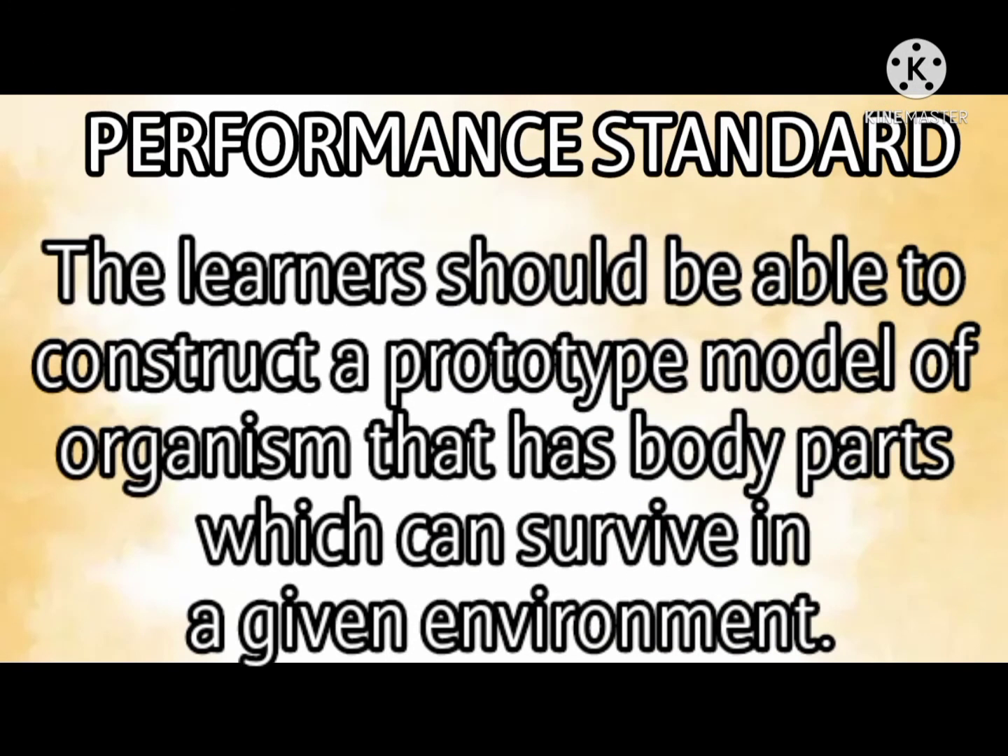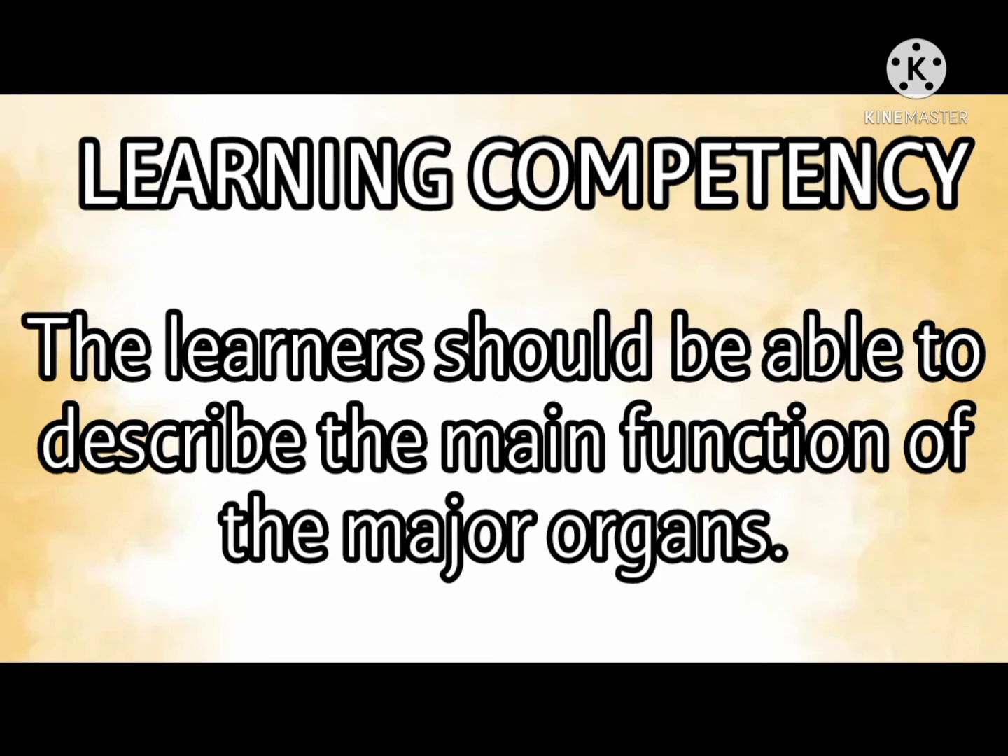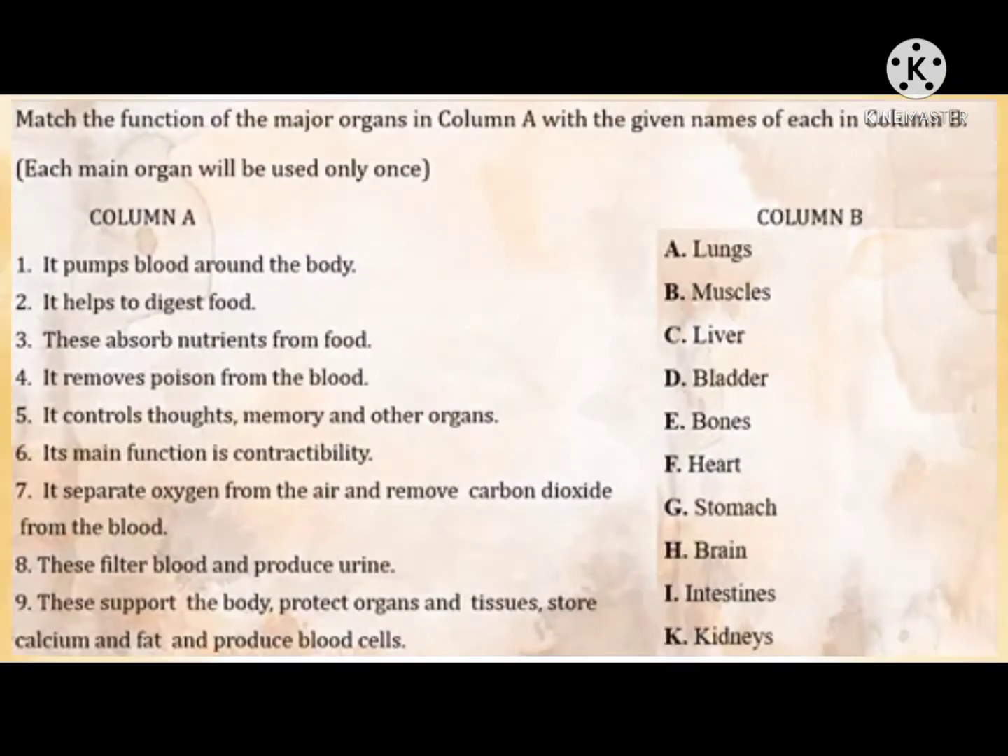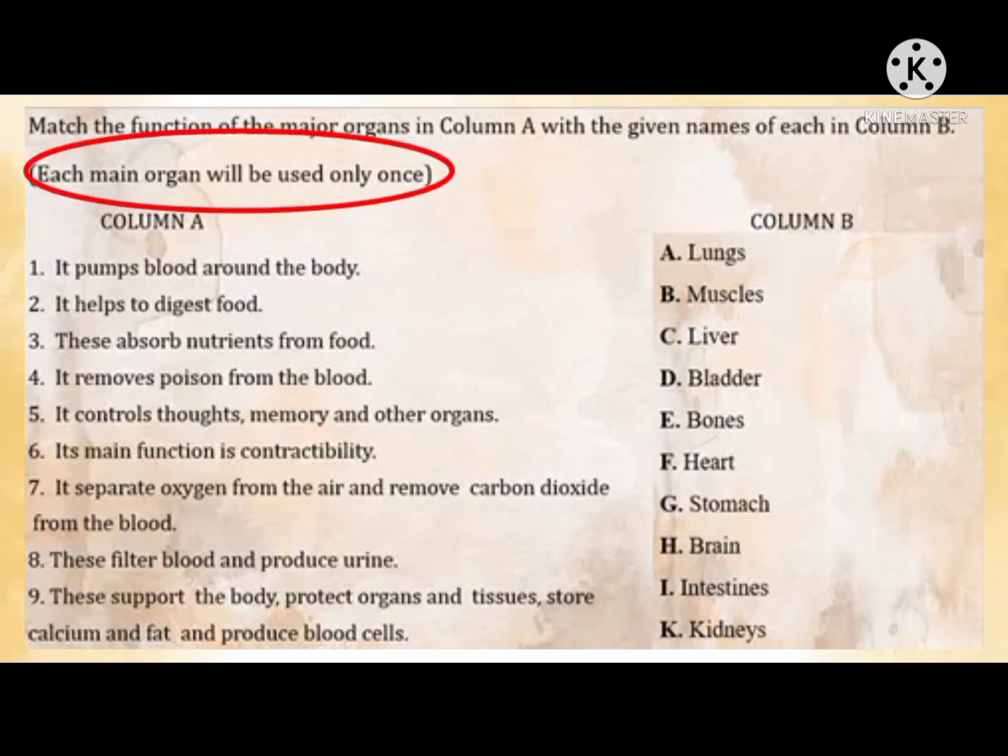Performance standards. The learner should be able to construct a prototype model of an organism that has body parts which can survive in a given environment. Learning competency. The learner should be able to describe the main function of the major organs. Matching type. Match the function of the major organs in column A with the given names of each in column B. Each major organ will be used only once.